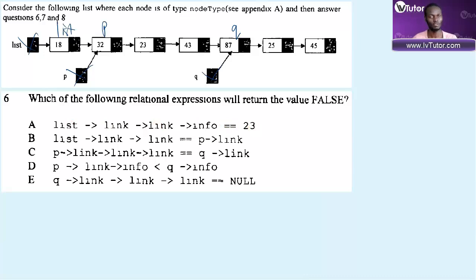So let's start with the first one. List.link.info is equal to 23. List.link.info is 23. Yes, that's true. List.link is equal to p.link. List.link, which is this node, is equal to p.link, which is again this node, which means yes, that's true. P.link.